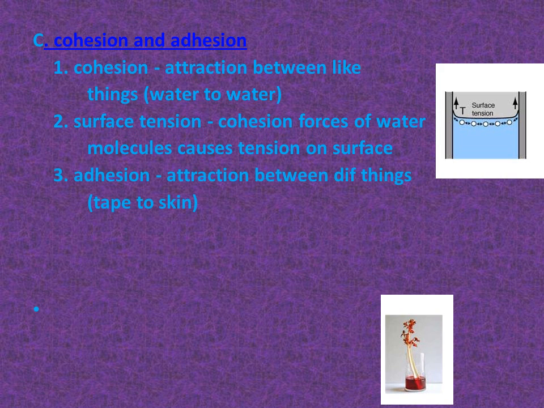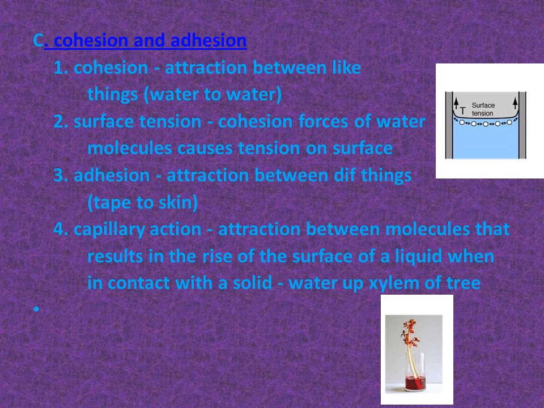Adhesion is the attraction between two different things. Cohesion was the same thing, but adhesion is the attraction between two different things. So every type of tape that you use, like a Band-Aid, says adhesive. An adhesive strip means that it's attracted to something. Tape is sticky to skin, an adhesive thing.